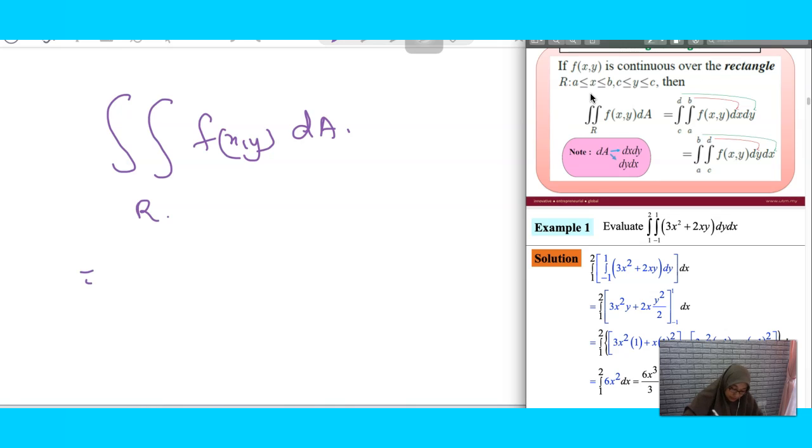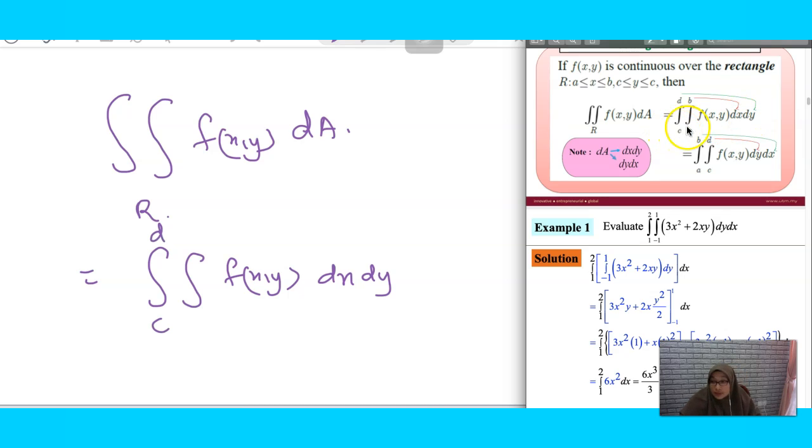So let's say I use this example, dx dy. In this case, they give that the limit of y is, how to read that? Limit of y is from c to d. So the outer integral belongs to y, meaning that the limit here belongs to y, and the inner integral belongs to x, meaning that the limit here belongs to x, so a to b.